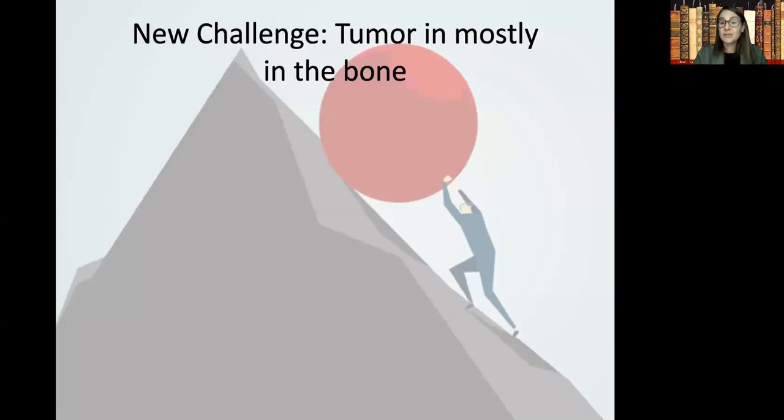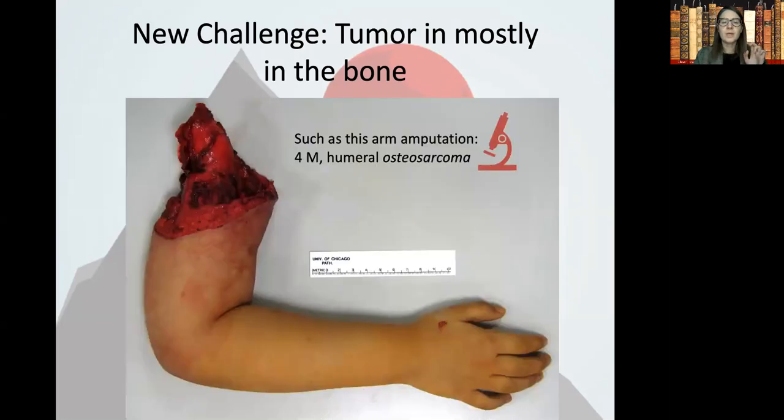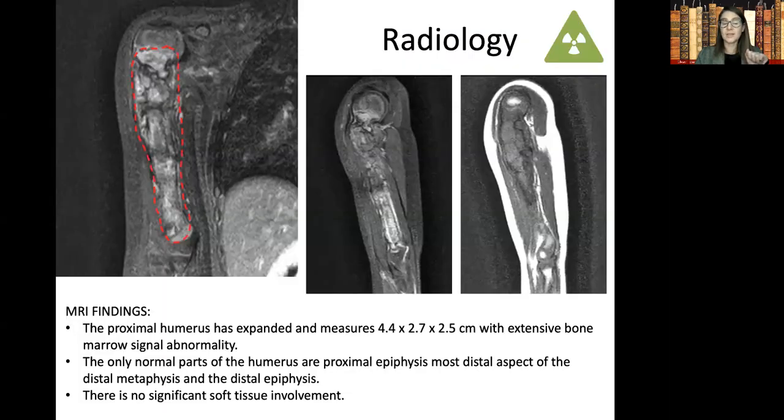So our second challenge is going to be tumor mostly in the bone, such as this arm amputation, unfortunately in a young patient, a 4-year-old male, for a humeral osteosarcoma. So we have our biopsy diagnosis of osteosarcoma, primary bone sarcoma. We have the location being in the humerus. So let's check the radiology. In this case, we have excellent radiographic images, specifically this MRI. So the red dots highlight the extent of the tumor in the humerus.